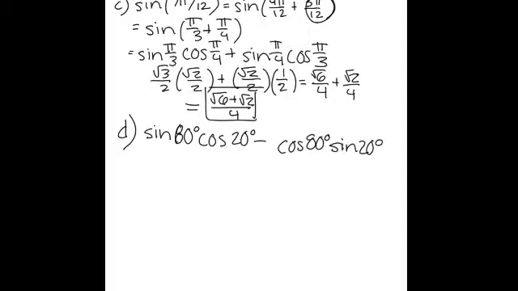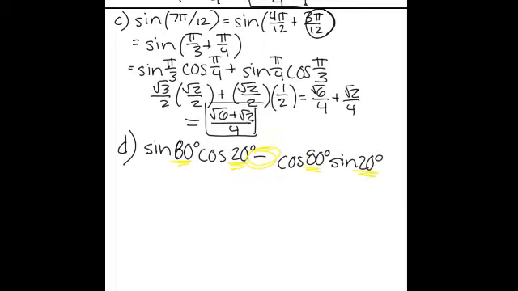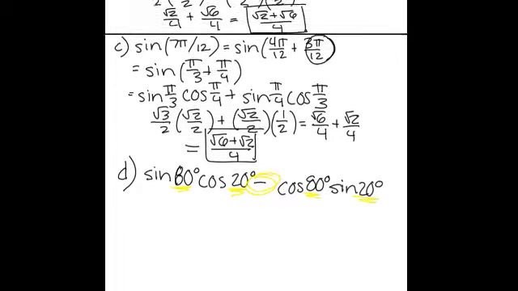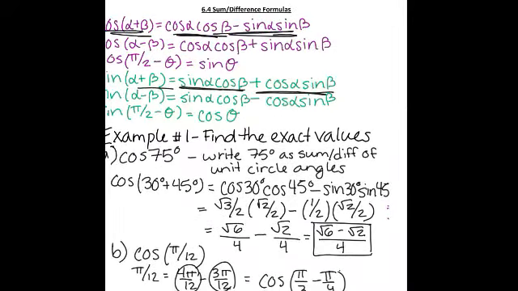So you can see now that these match, right? You can see that this 80 and 80, 20 and 20, they match. There's a minus in the middle. So I want to see what formula that looks like. So let's scroll up. It's sine, cosine, cosine, sine, and there's a minus.